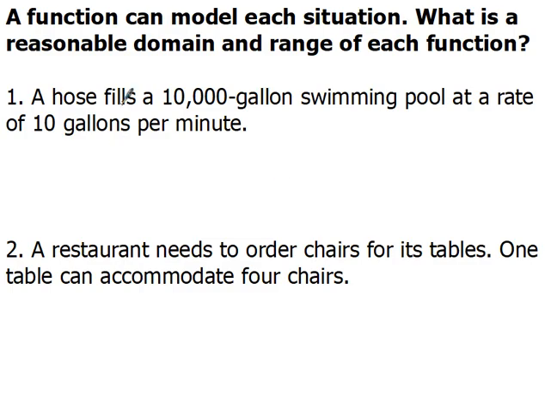For a word problem, if I want to know a reasonable domain and range, if we look here: a hose fills a 10,000 gallon swimming pool at a rate of 10 gallons per minute. So I have a swimming pool, and we're filling it up with a hose. It fills up 10 gallons per minute, and we need to get to 10,000 gallons. So the input and the output are what I'm trying to figure out here. The input is going to be what comes first to determine the output.